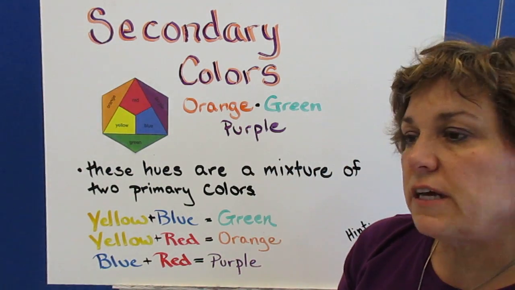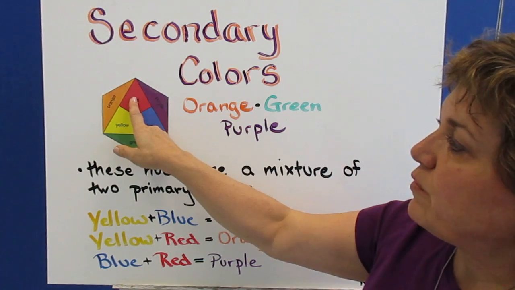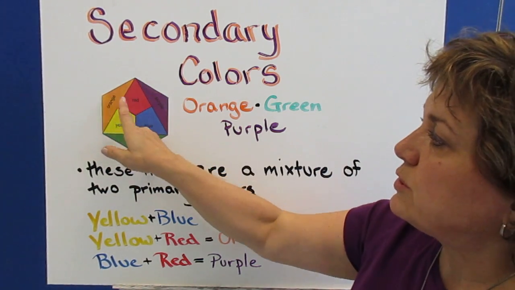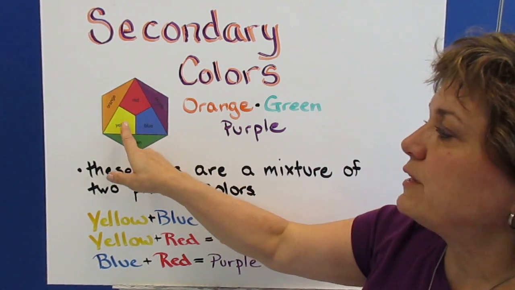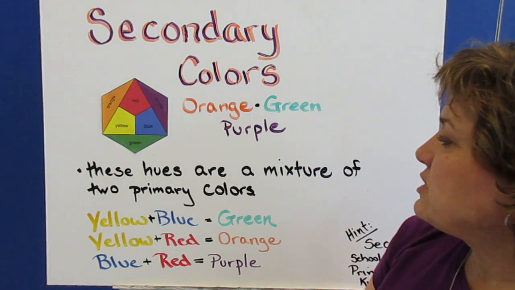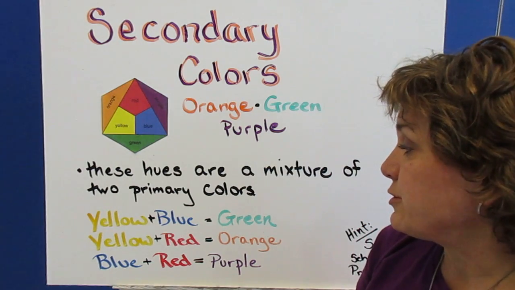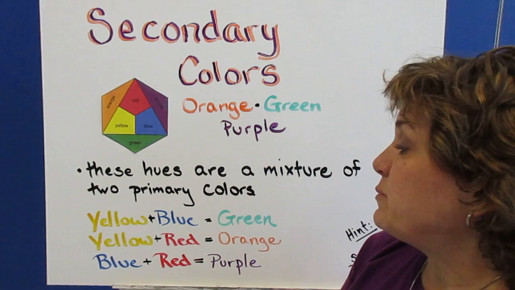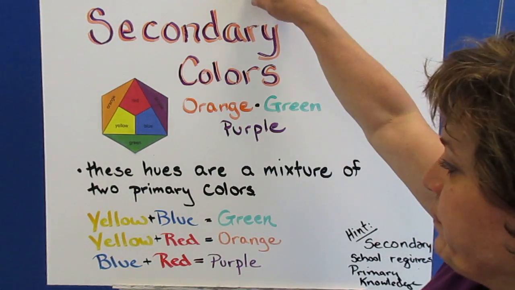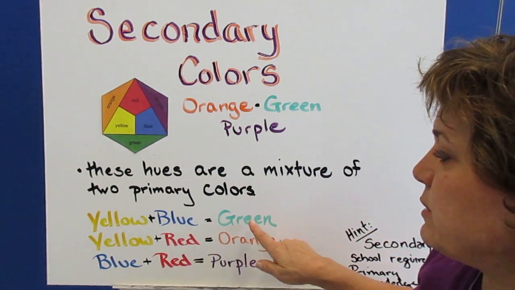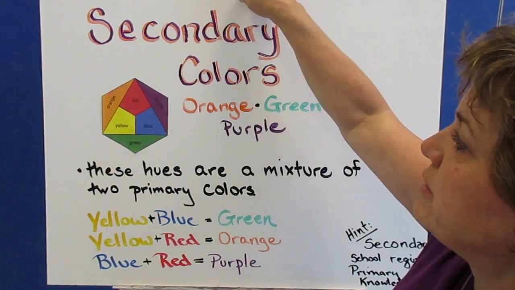Secondary colors are colors that you get when you mix 2 primaries together. If you mix red and yellow together, you get orange. If you mix red and blue together, you get purple. If you mix yellow and blue together, you get green. These hues are a mixture of 2 primary colors, typically about a 50-50 mixture. Sometimes you need a little more yellow to make it look the way you think it's going to need, because yellow doesn't have the strength in its pigment form. Yellow plus blue equals green, yellow plus red equals orange, blue plus red equals purple. These are your secondary colors.